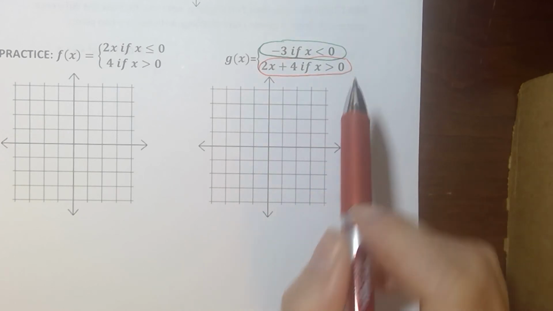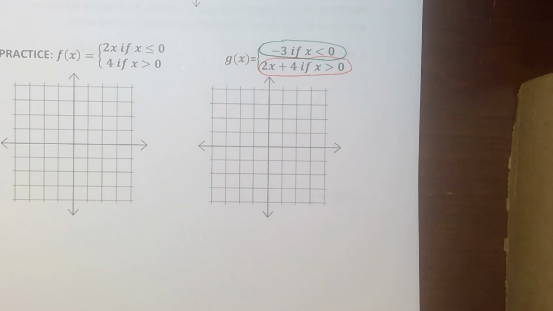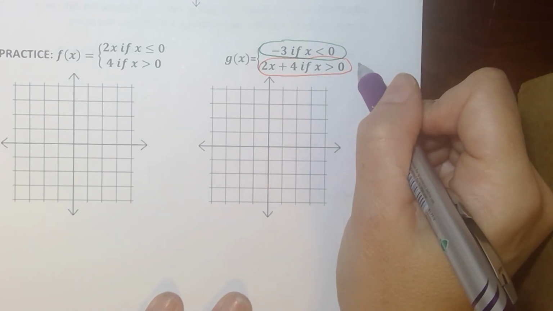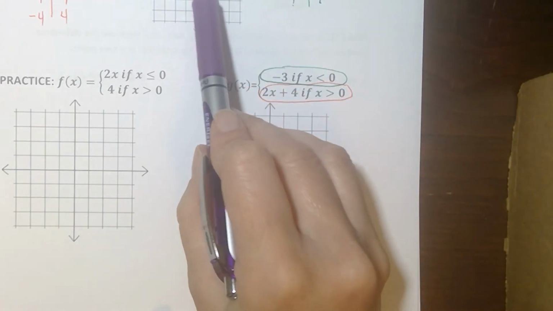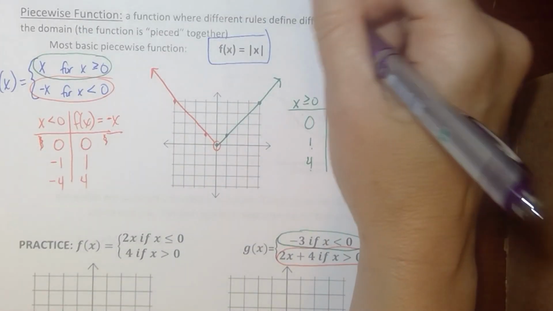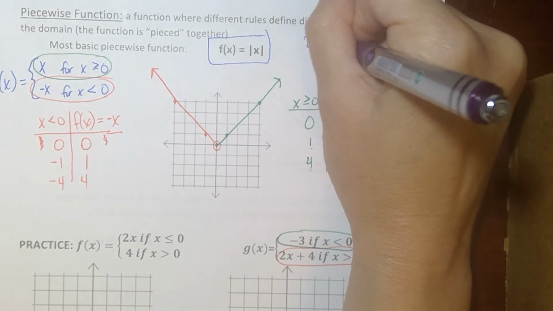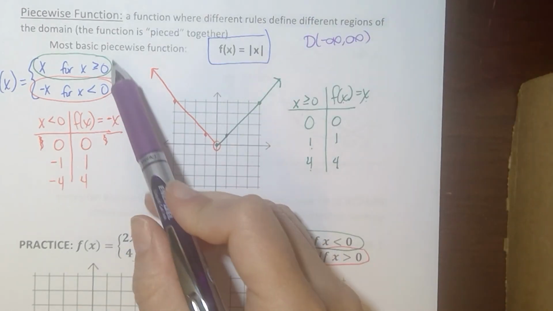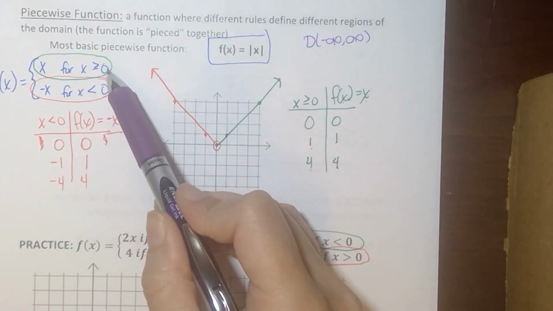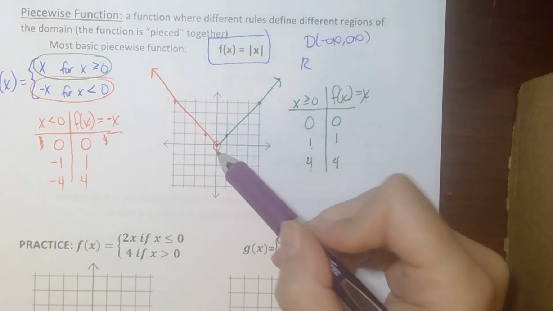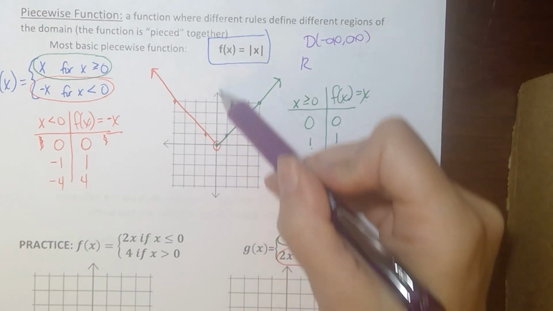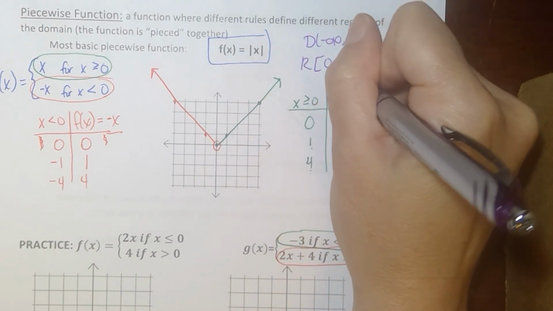I want you to notice that 0 is not included in either piece. So my domain leaves 0 out. It's not all real numbers. For the function I did up here, my domain was all real numbers because even though I split the domain at 0, it was included in one of the pieces. Once I got the graph done, I could see that the range is from 0 to positive infinity with 0 inclusive.